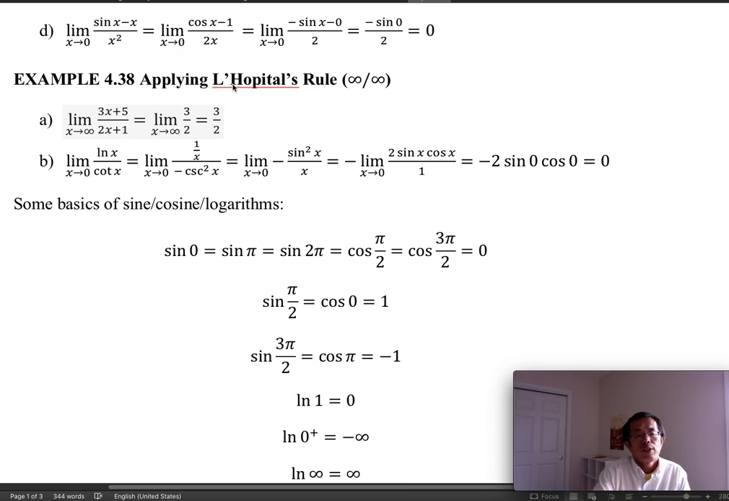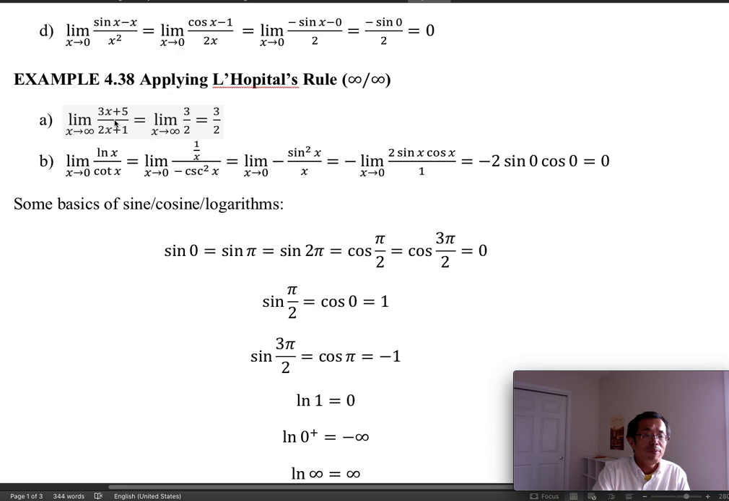Then, according to the so-called L'Hopital rule, we take the derivative of the numerator, which is just 3, and the derivative of the denominator, which is 2, and it is 3 over 2. Okay, and I hope that's easy enough.